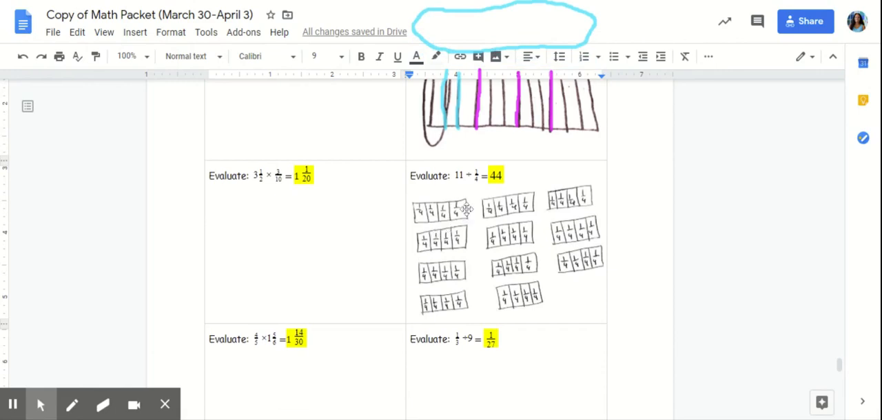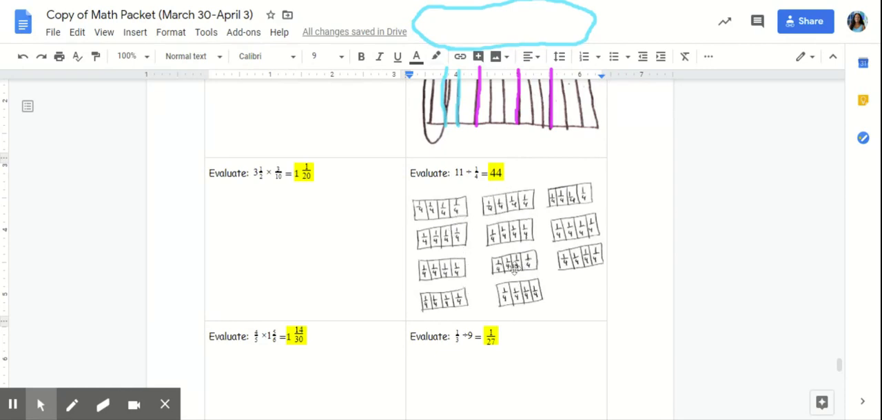Moving on, 11 divided by 1/4 equals 44. So I created 11 bars. Let's say that there are 11 bars of chocolate. I'm going to split up each bar into fourths. How many fourths are in total in those 11 bars of chocolate? You can see that I labeled each fourth 1/4. If I were to count those all up, we would get 44. Here's a model to prove my work.